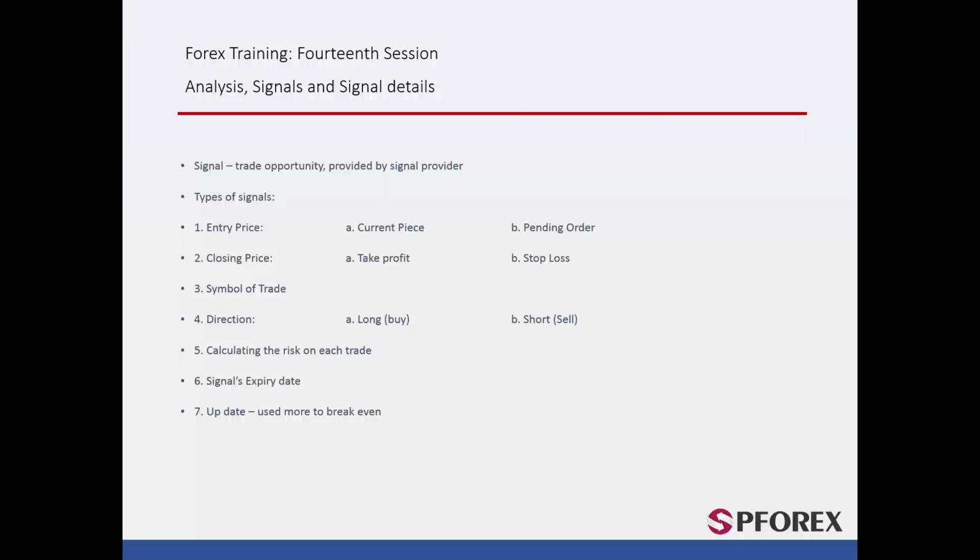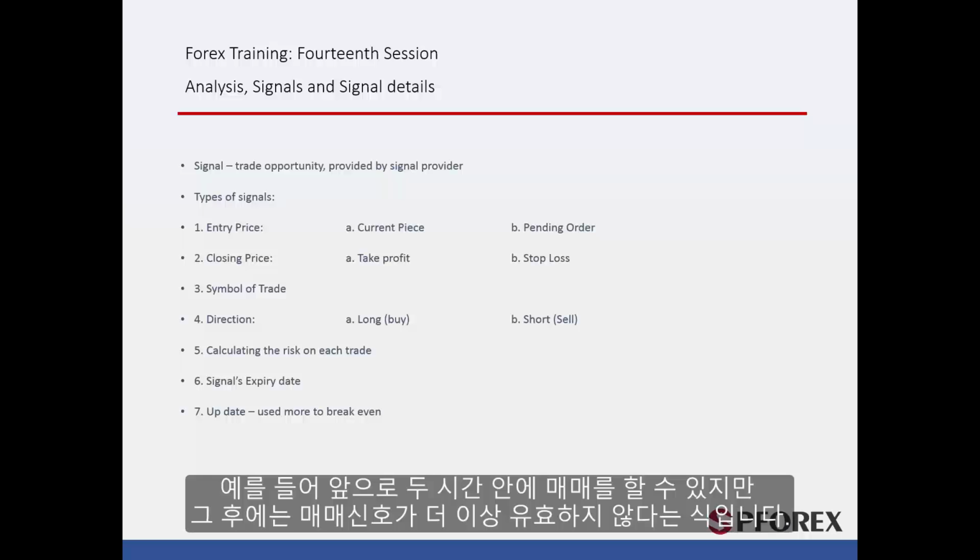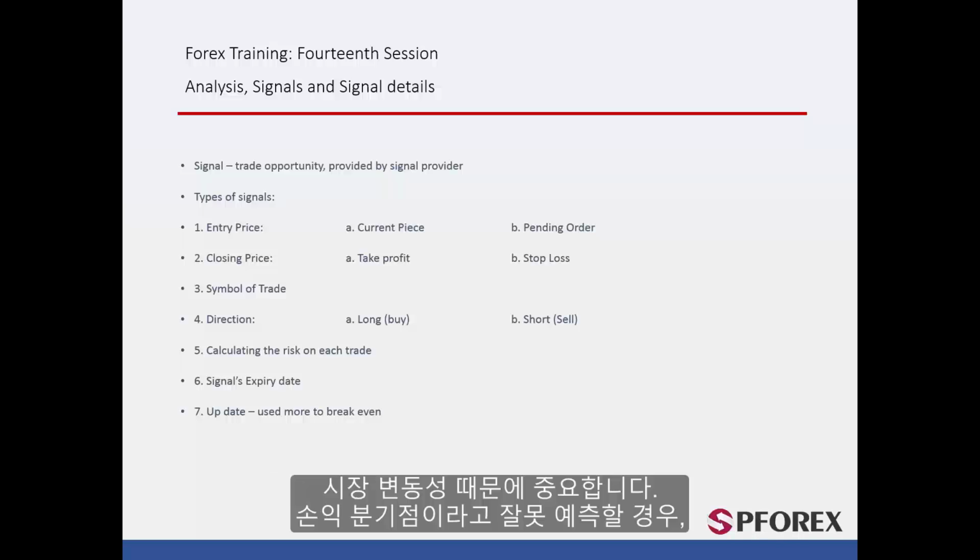Expiry date. This is usually used for pending orders. A signal provider will set an expiry time for that signal. For instance, you may be able to make your trade within the next 2 hours, but after this time the signal will expire. This is important because of market fluctuation.